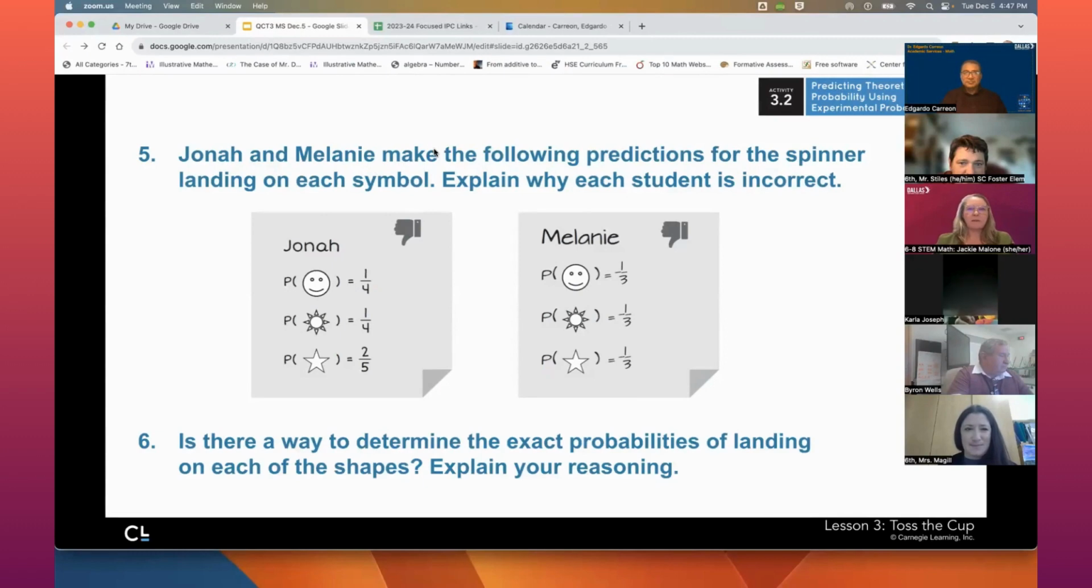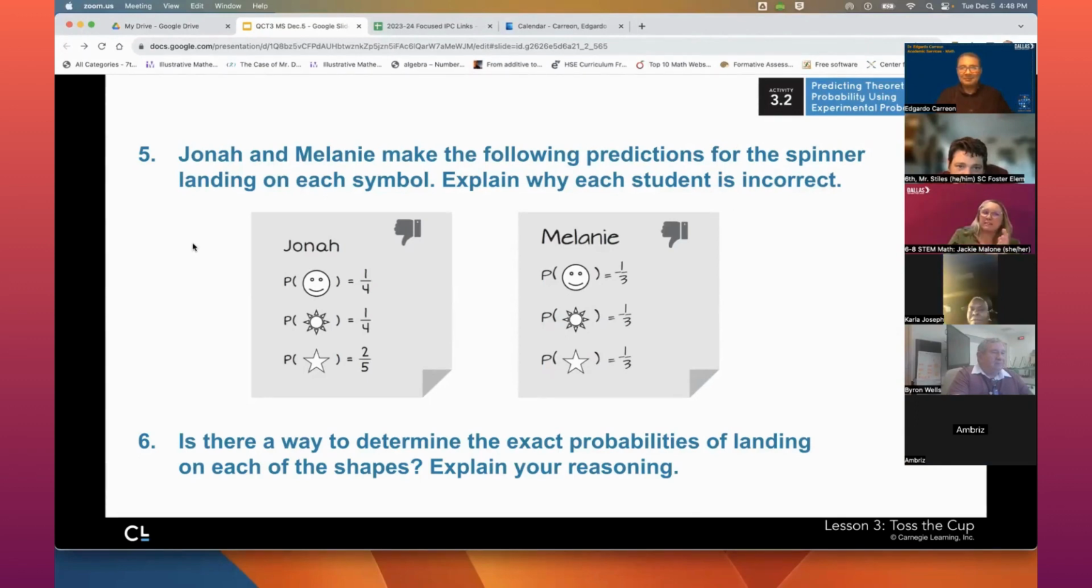Okay, may I hear from somebody from room 2? Tell us what you said about Jonah and Melanie. Can you see it on the screen now? Do you mind telling us what you think? Why they're both incorrect? Let's see. They're both, okay. Somebody else can say, who's closer to probably the correctness, Jonah, and why?